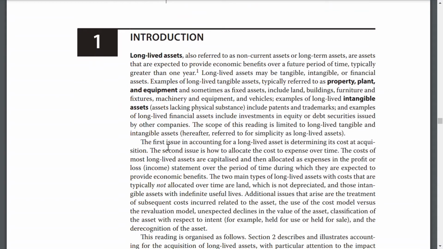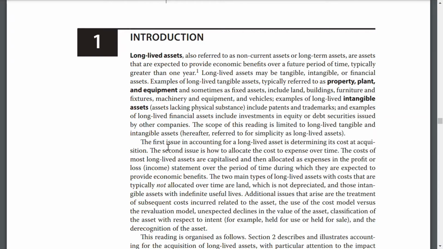Long-lived assets, also referred to as non-current assets or long-term assets, are assets that are expected to provide economic benefit over a future period of time, especially greater than one year. Long-lived assets may be tangible, intangible, or financial assets. Examples of long-lived tangible assets, typically referred to as property, plant, and equipment, sometimes called fixed assets, include land, buildings, furniture and fixtures, machinery and equipment, and vehicles. Examples of long-lived intangible assets include patents and trademarks, and examples of long-lived financial assets include investments in equity or debt securities issued by other companies.